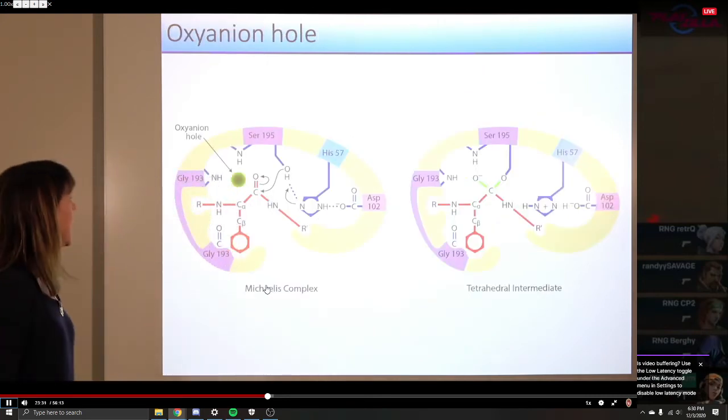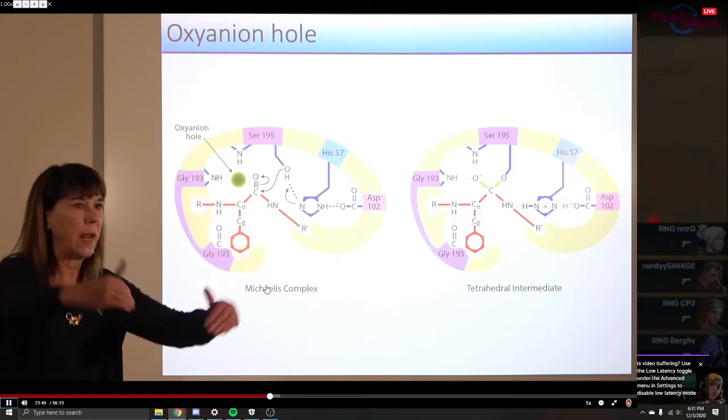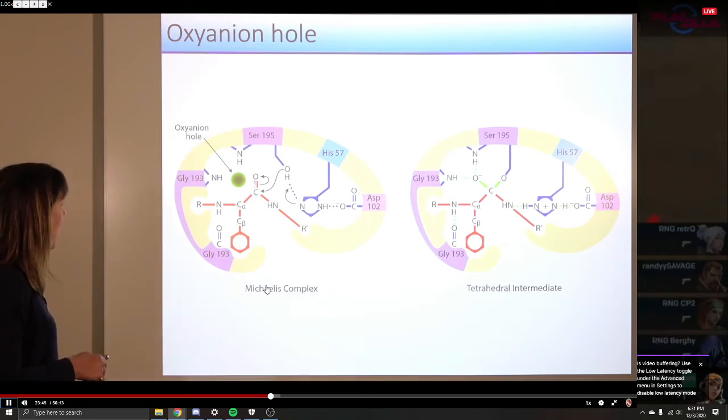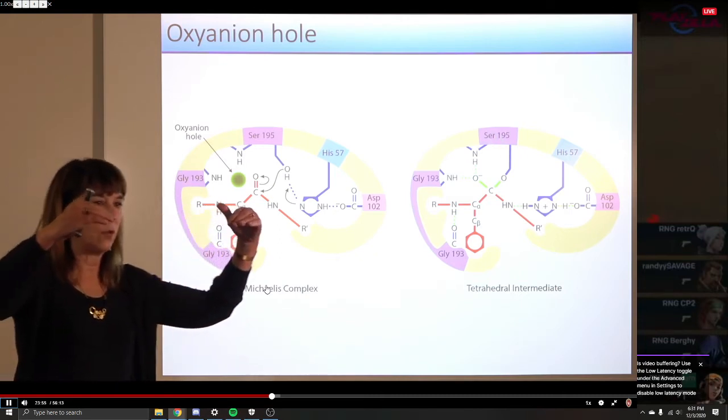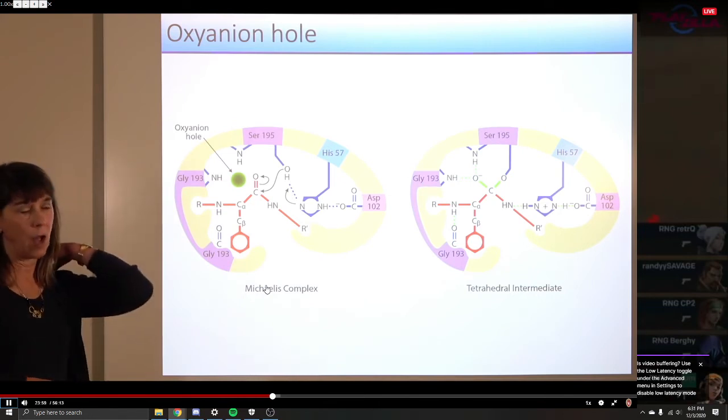Now here's the oxyanion hole, and what happens is in the Michaelis complex, in comes the substrate. This is the scissile peptide bond that's going to be broken here. This is the P1 site here. And what you see is there's an oxyanion hole where there are backbone amine group hydrogens pointing down here. And then when you go into the tetrahedral intermediate transition state, what you can see is these peptide amine groups pointing down help to stabilize that tetrahedral intermediate and then the oxyanion.